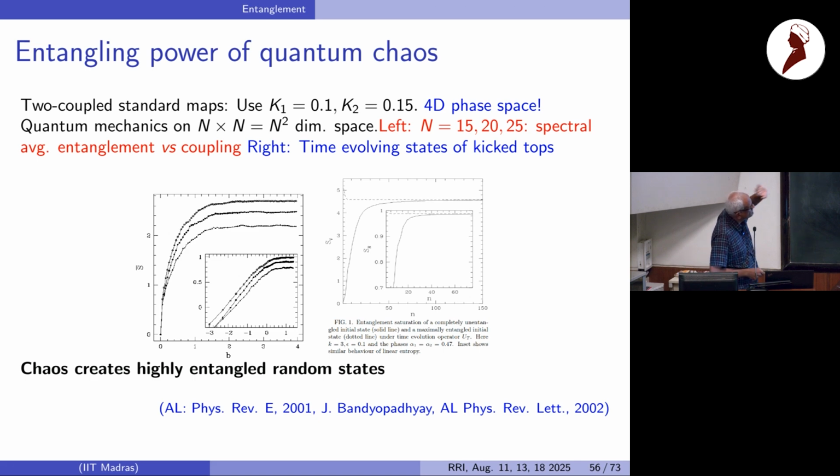I've coupled two standard maps, which we are familiar with. K1 is the parameter for one standard map, 0.1, 0.15. So the uncoupled standard maps are nearly integrable. I have not shown you the full Hamiltonian. You can see all of that here. This is some coupling between them. So it now becomes a 4-dimensional map classically. And if you look at the eigenstates of them and then look at their average entanglement across the spectrum, this is how it changes with the coupling constant B.